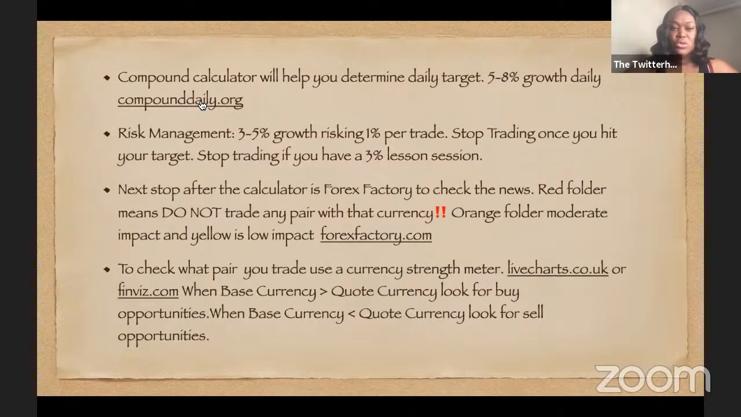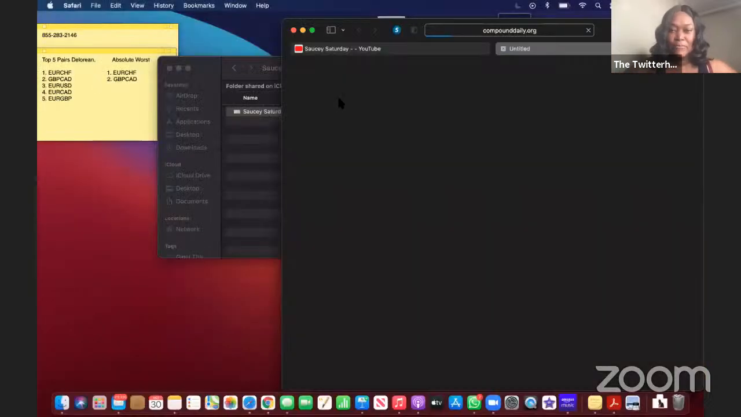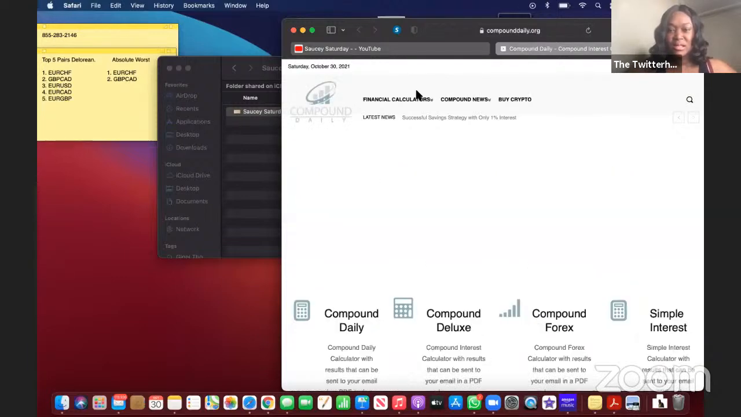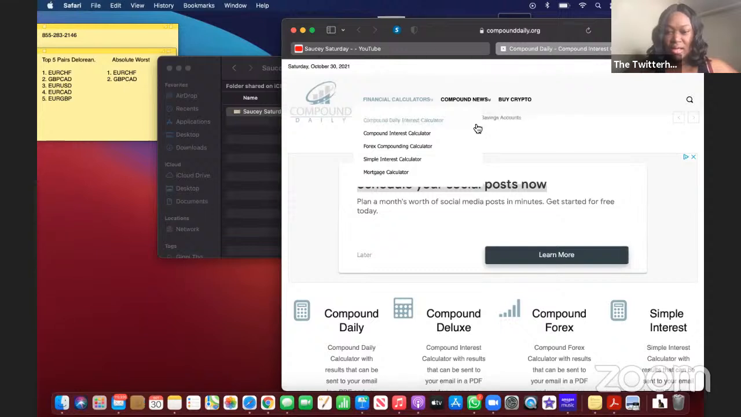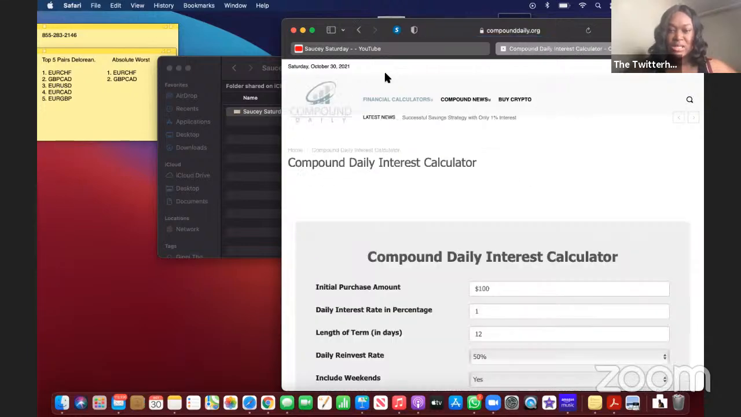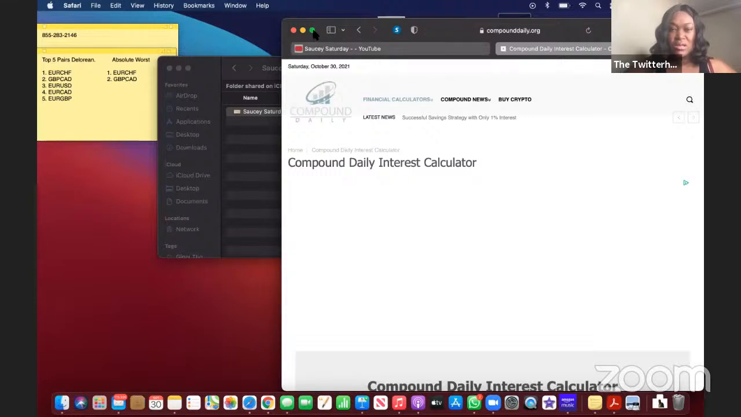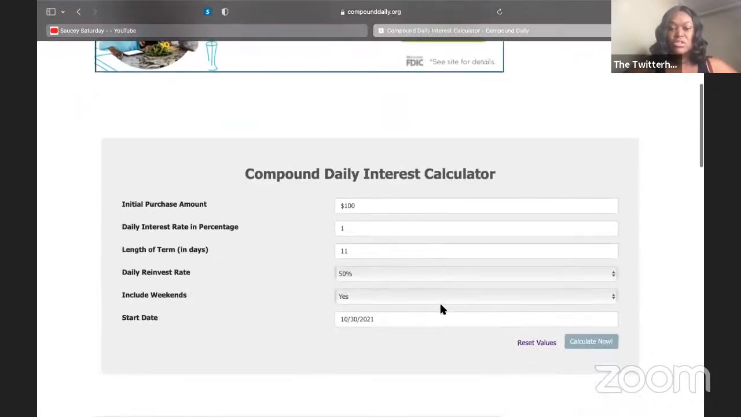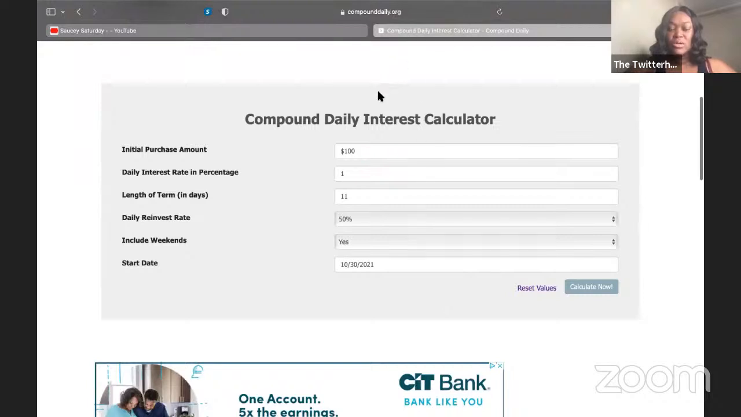So first, we're going to go to compounddaily.org. And we will go to the compound daily interest calculator. Let me move this. All right, so we can expand that. Pull this to the bottom. Okay. So on compounddaily.org, this is where I come to map out what things are. And let's say we start a trading account with $100.